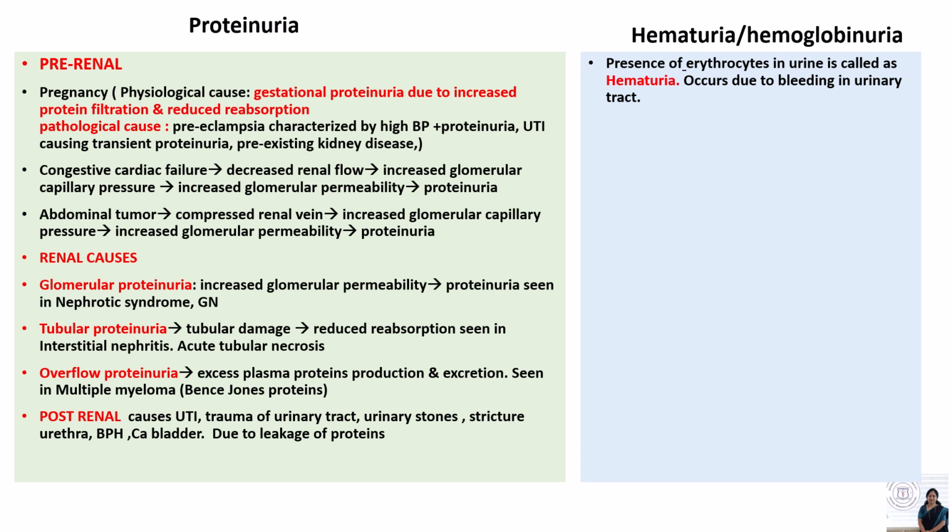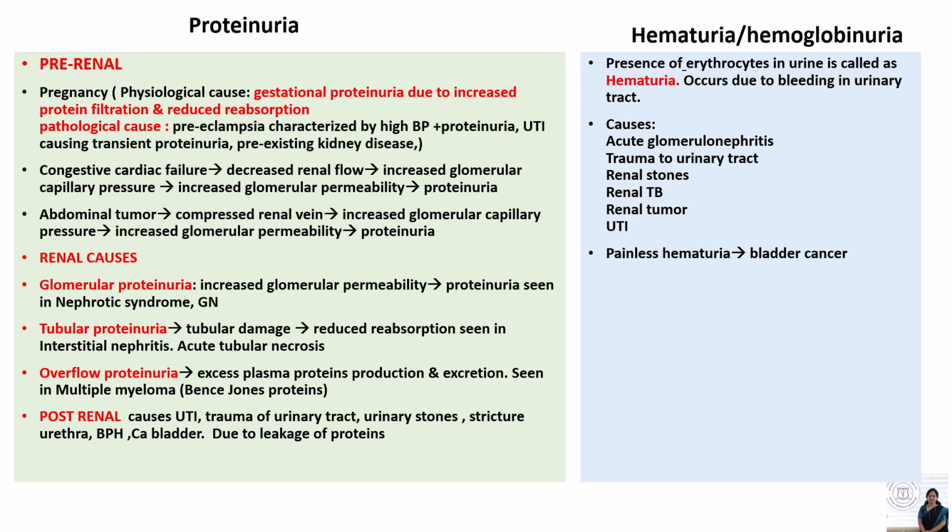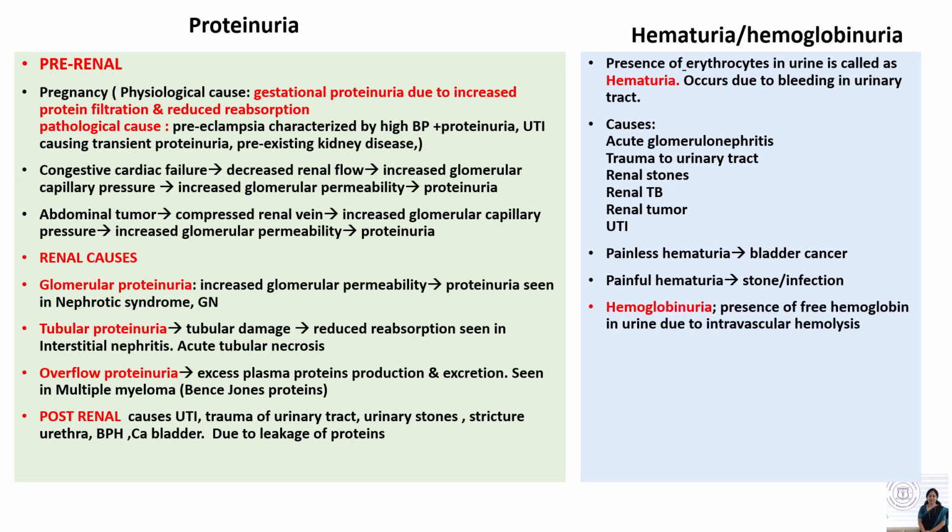The presence of erythrocytes in urine is known as hematuria, and this occurs mainly because of bleeding in the urinary tract. The causes include acute glomerulonephritis, trauma to urinary tract, stones in the renal tract, tuberculosis of the kidney, or tumor in the renal tract, and the other cause is urinary tract infection. Now, painless hematuria is seen in bladder cancer, and painful hematuria is seen mainly in renal stone and renal infection.